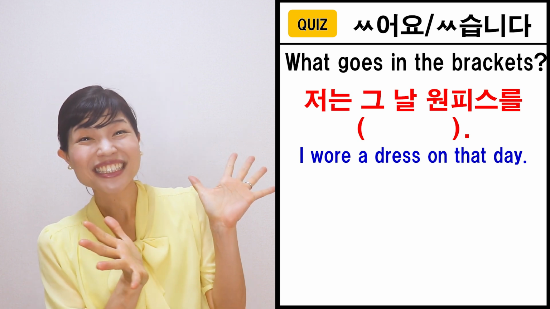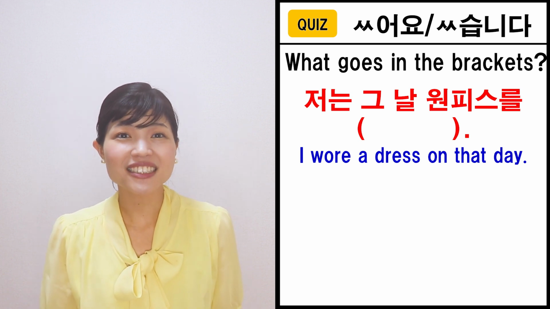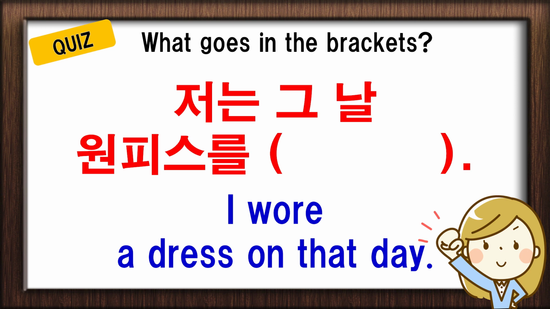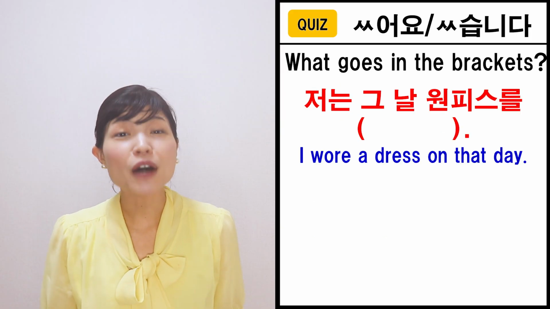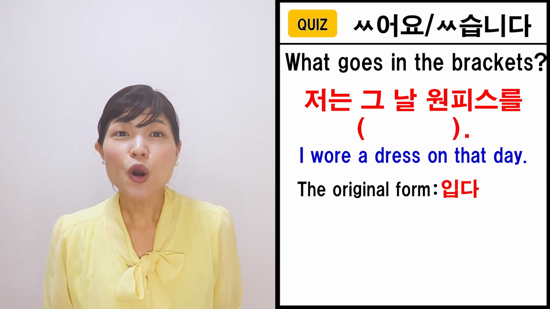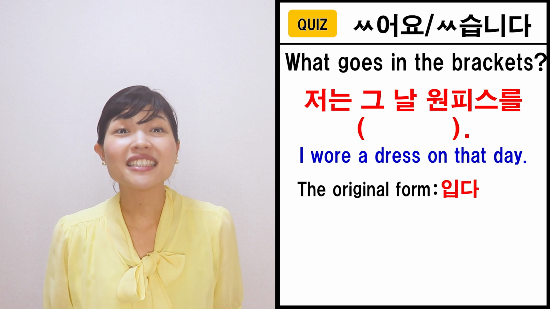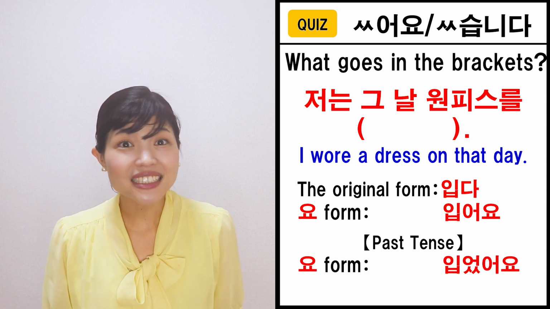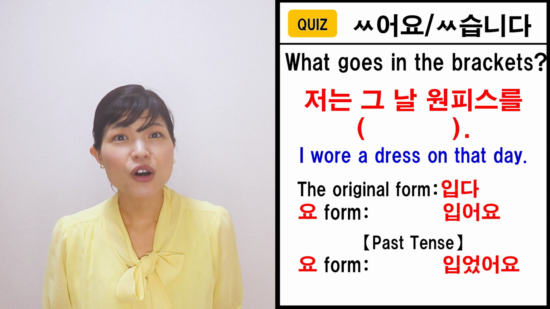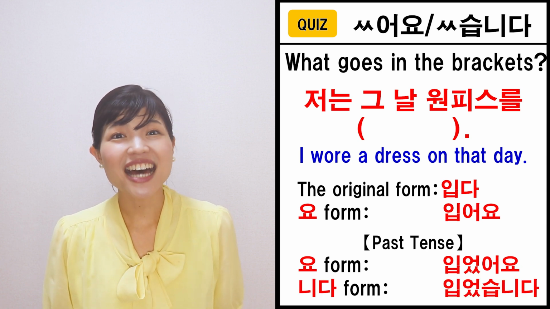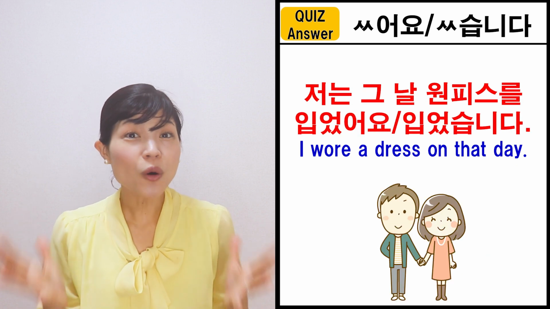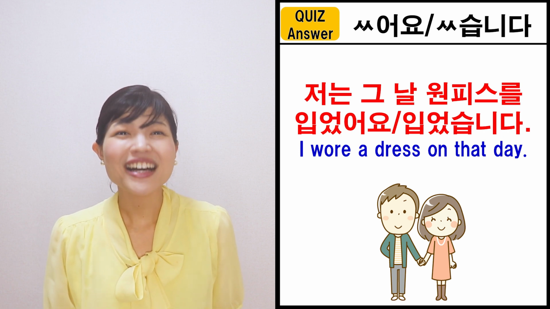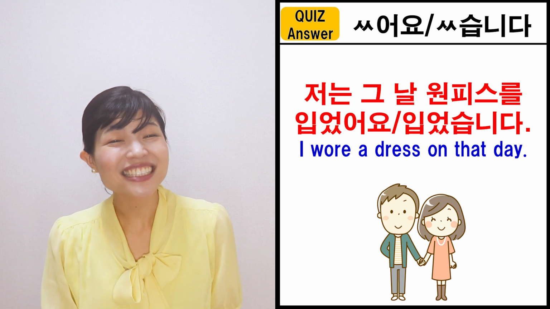Quiz! Let's improve our understanding by taking a short quiz. What goes in the bracket? 저는 그날 원피스를 I wore a dress on that day. Let's think about yo form and nida form together. The yo form of 입다, to wear, is 입어요. Then you remove 요 from 입어요 and add 았/었어요 to say 입었어요, or add 았/었습니다 to say 입었습니다. The whole sentence would be 저는 그날 원피스를 입었어요, 입었습니다.